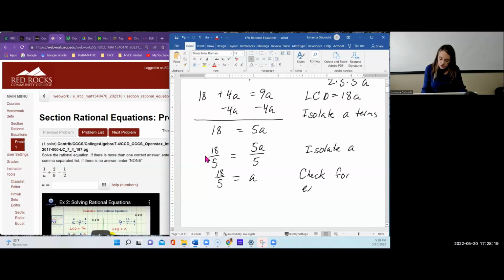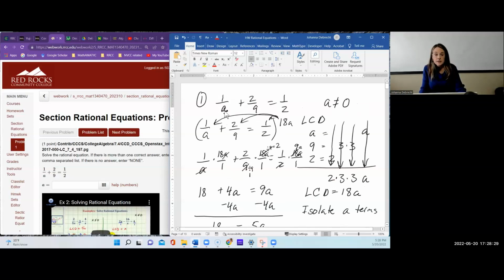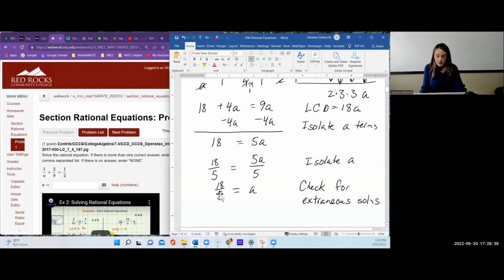These are called extraneous solutions. Extraneous solutions are solutions that don't actually work. Where do they come from? They come from the original problem's denominators. Whatever was in the original denominators, it can't be 0. So a cannot equal 0. But I didn't get a equals 0, I got 18/5. So the answer is 18/5.